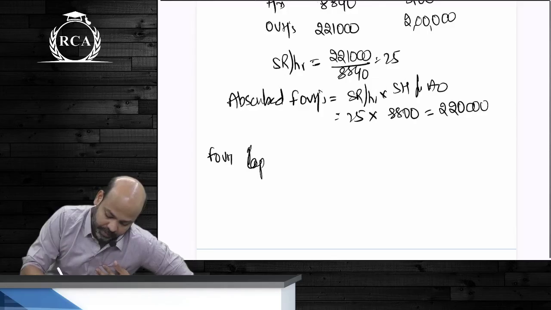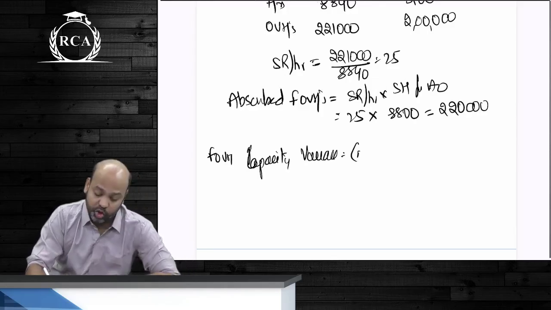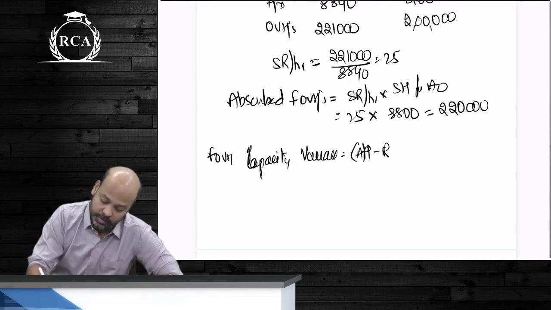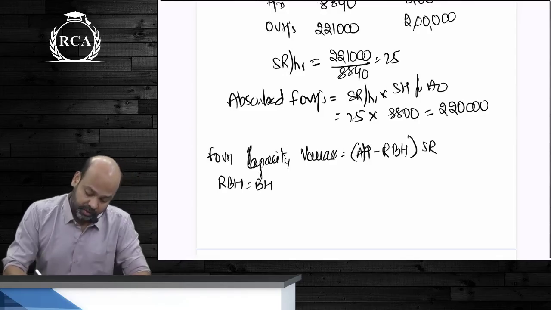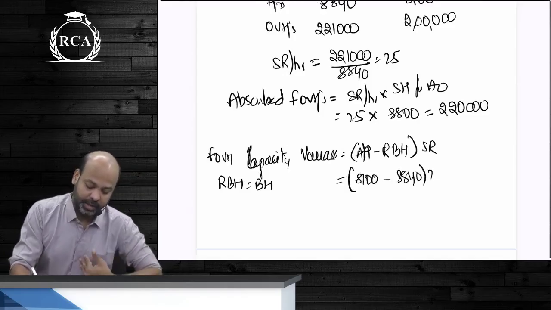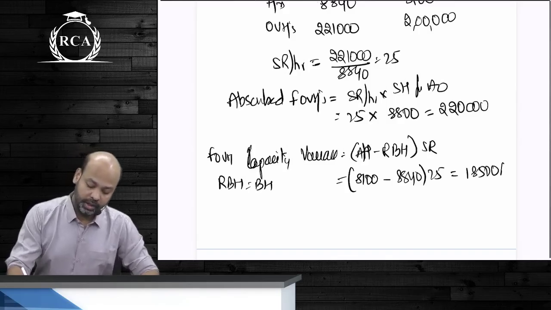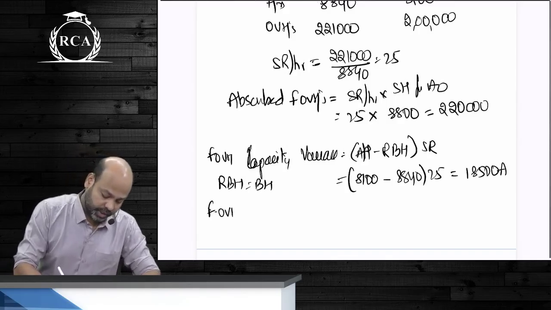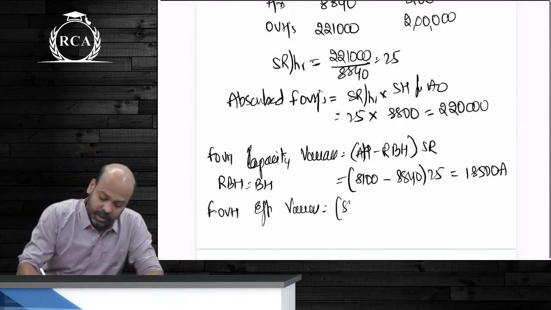I'll compute capacity variance, guys. For capacity variance, I will have to assume what? RBH is equal to BH. Number of working days information is not given, guys. Actual hours are 8,100. RBH, beta, will be 8,840 multiplied by 25 rupees. How much is this? 18,500 adverse.